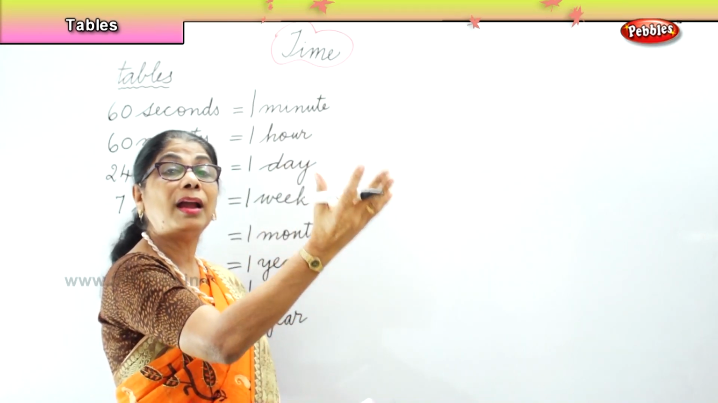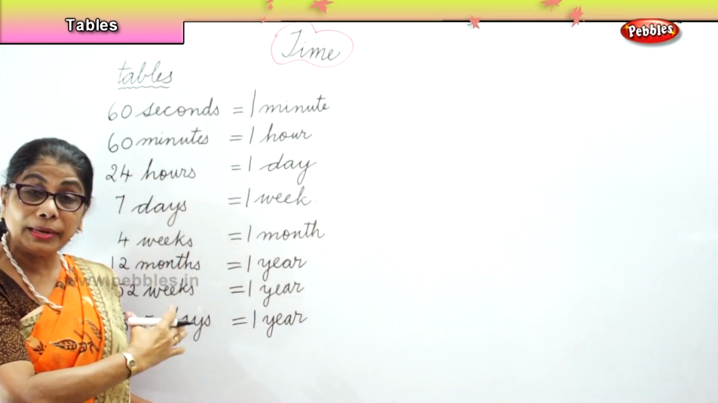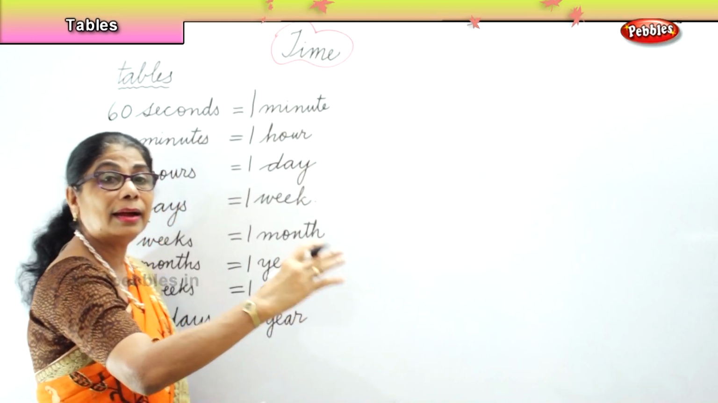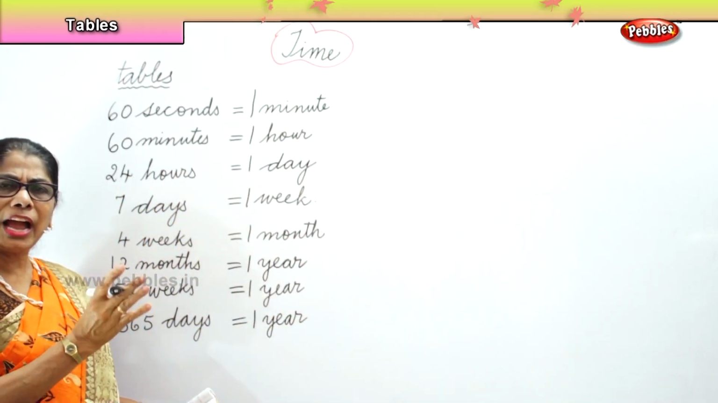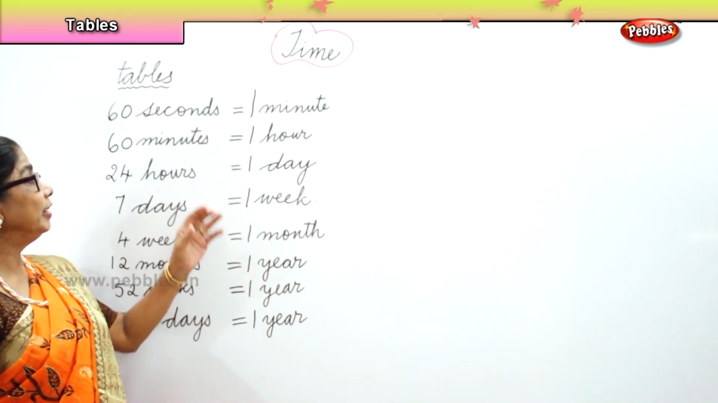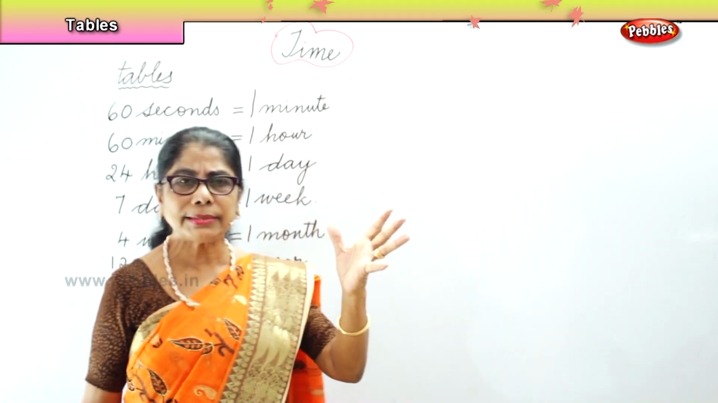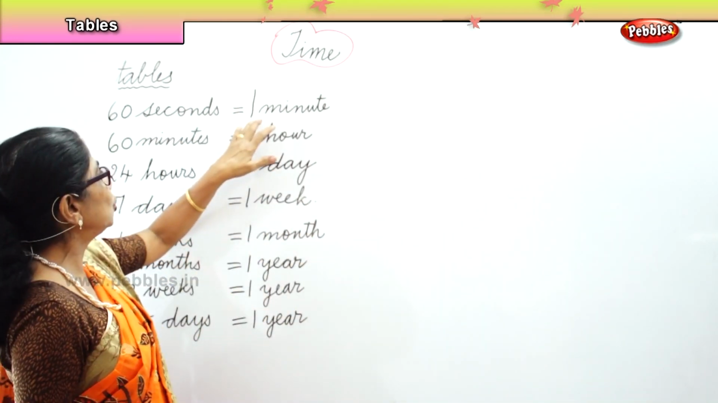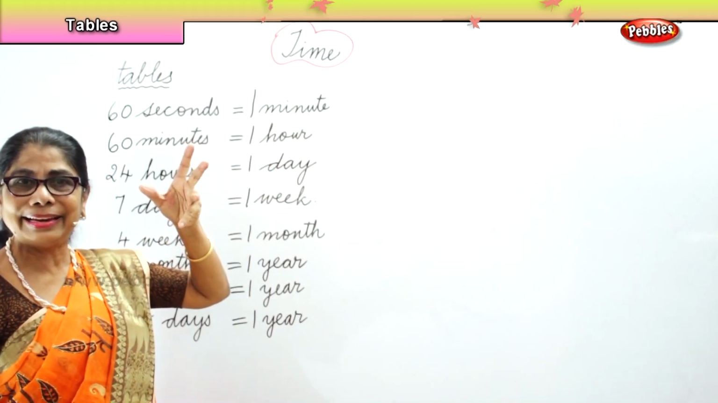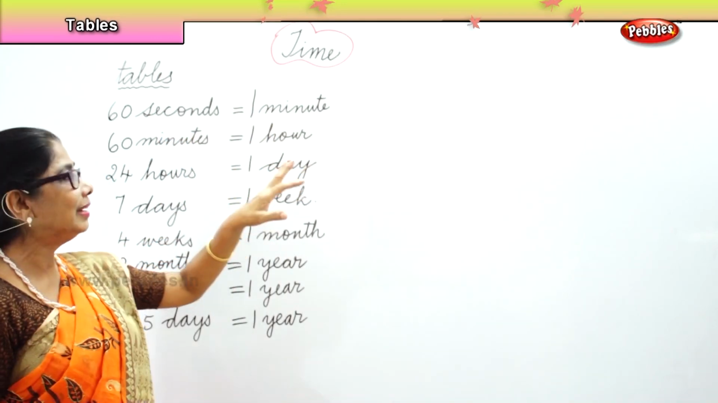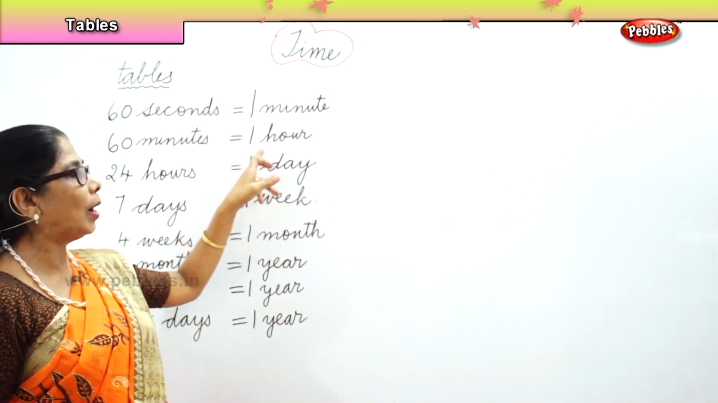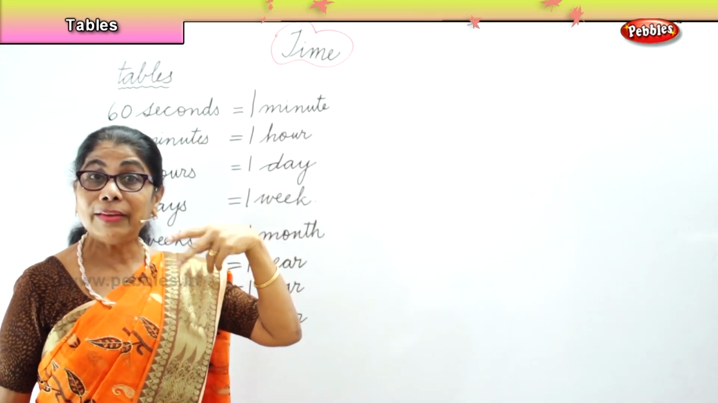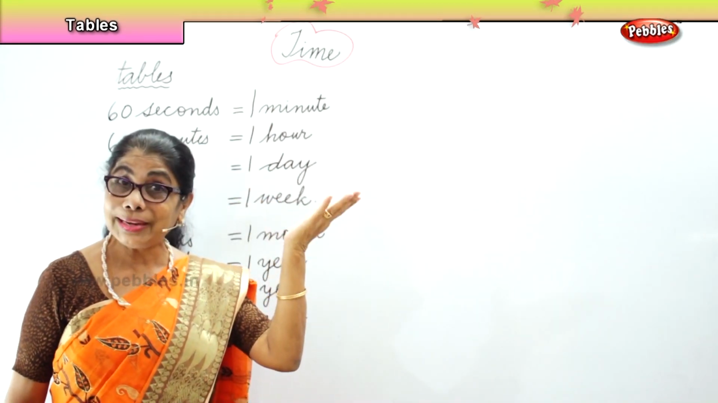If you get 1 hour, how many seconds? If so many days, how many hours? All kinds of conversion we need to do. So we must know 60 seconds, 1 minute. So when I say 2 minutes, how many seconds are there? Double it. Now 60 minutes, 1 hour.